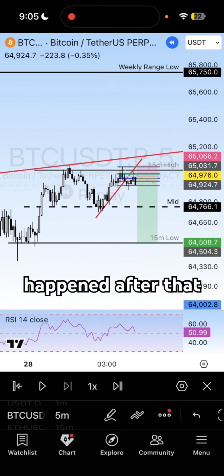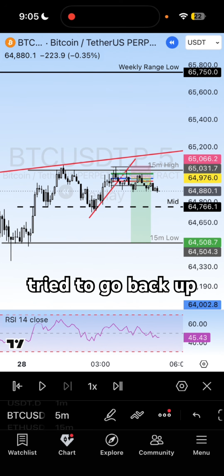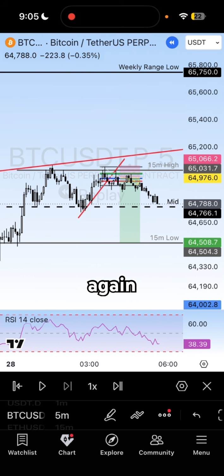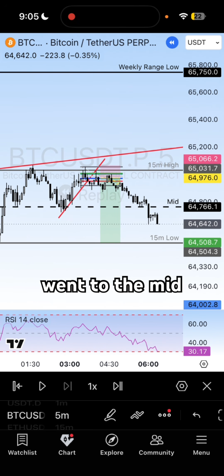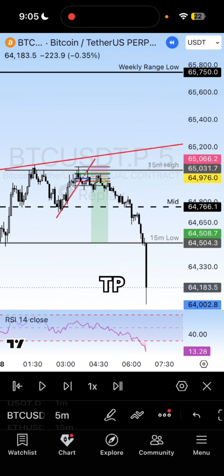So what happened after that? The price tried to go back up above green again, went to the mid, and then hit full TP.